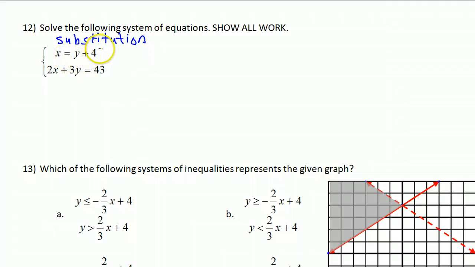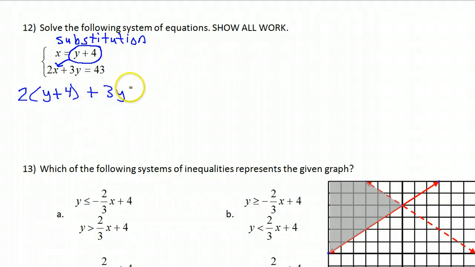The first step of substitution is to get one variable by itself. X is already by itself, so let's use it. If I substitute this in for x, that's going to give me 2 times y plus 4 plus 3y is equal to 43.